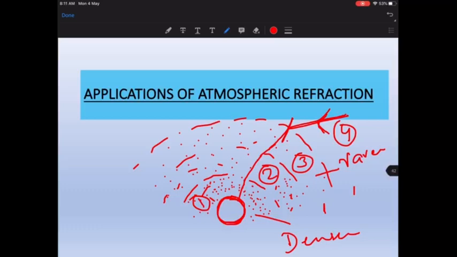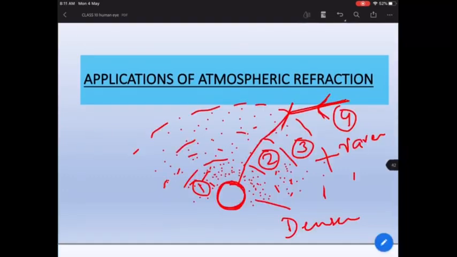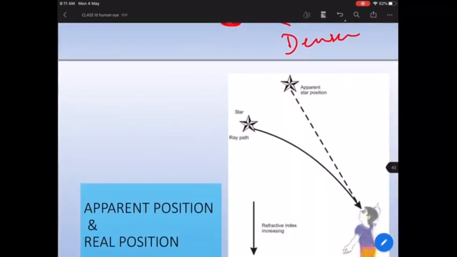Okay, so this application, we will study the application of this atmospheric bending or atmospheric refraction in the next slides to come. Okay, so shall we move ahead?